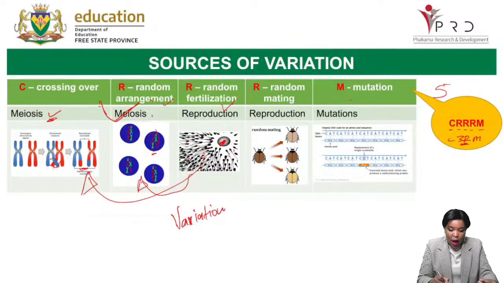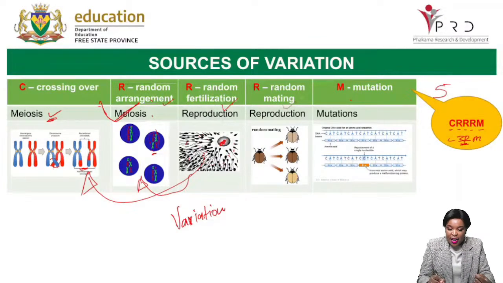This is the reason why you and your siblings are not the same person. Each time your parents are having a child, if you were fertilized from the same sperm cell, then it means you would be the same person. And also with the ova. So random fertilization also brings about variation.